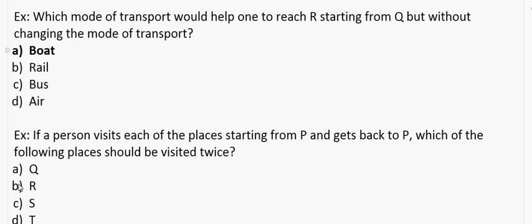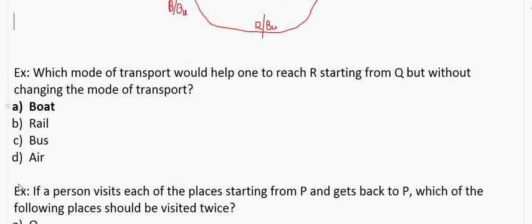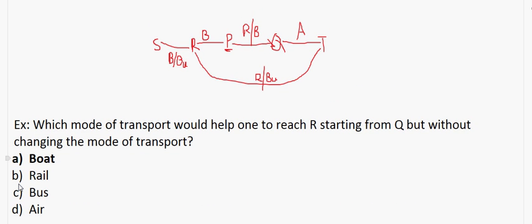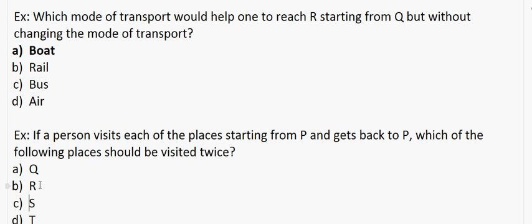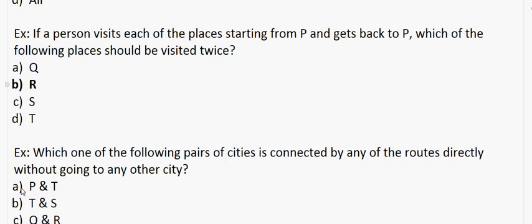So answer should be boat. If a person visits each of the places starting from P and gets back to P, which of the following should he visit twice, right? Let's go to the figure. He has to visit all the places starting from P and then get back to P. For example, he goes first to R, then S. Now he has to come back to R, which means R is a probable choice. Now let's see if he does not take this route. He takes P to Q, Q to T, T to R, R to S. Now he has to come back to P, which means he again has to come back to R. In both the cases R is the position where he has to come twice. So R is the answer in this case.